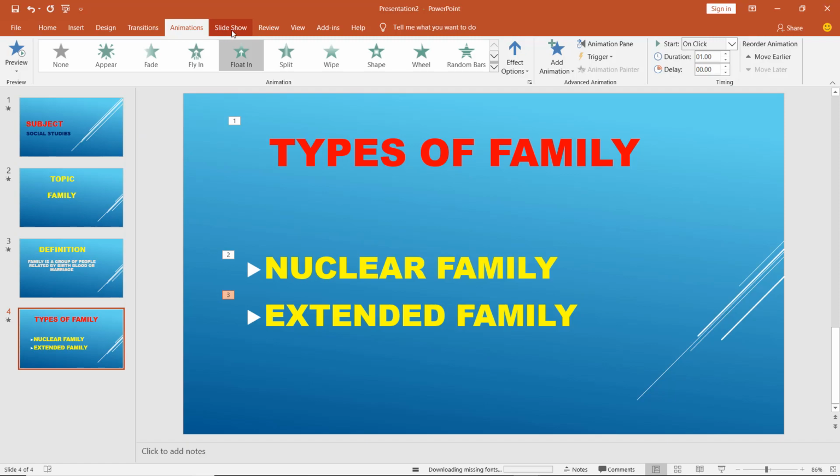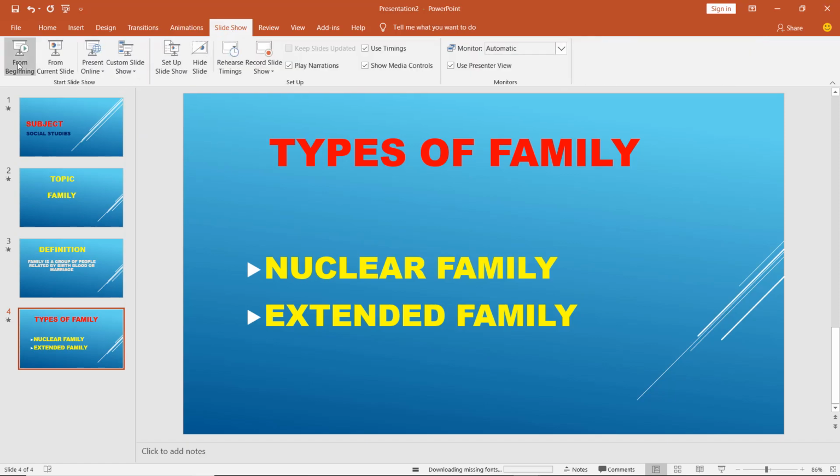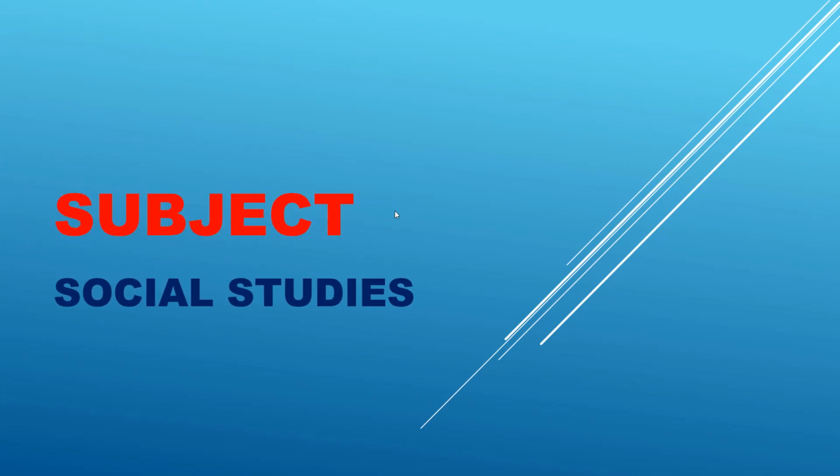You go to slideshow, click on slideshow. Now let us start from beginning. So nothing is coming up because all we did was that it should be on click. Now you press your right arrow key on the keyboard. What do we have? Subject. This will enable you to explain each content and not that the whole thing will appear at once. All right, we have social studies.